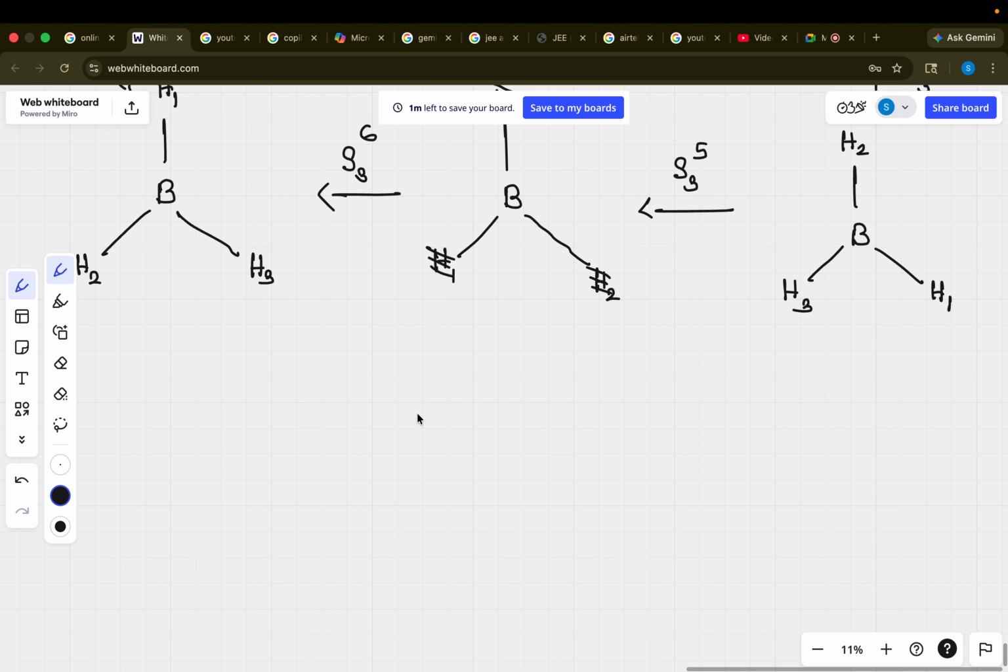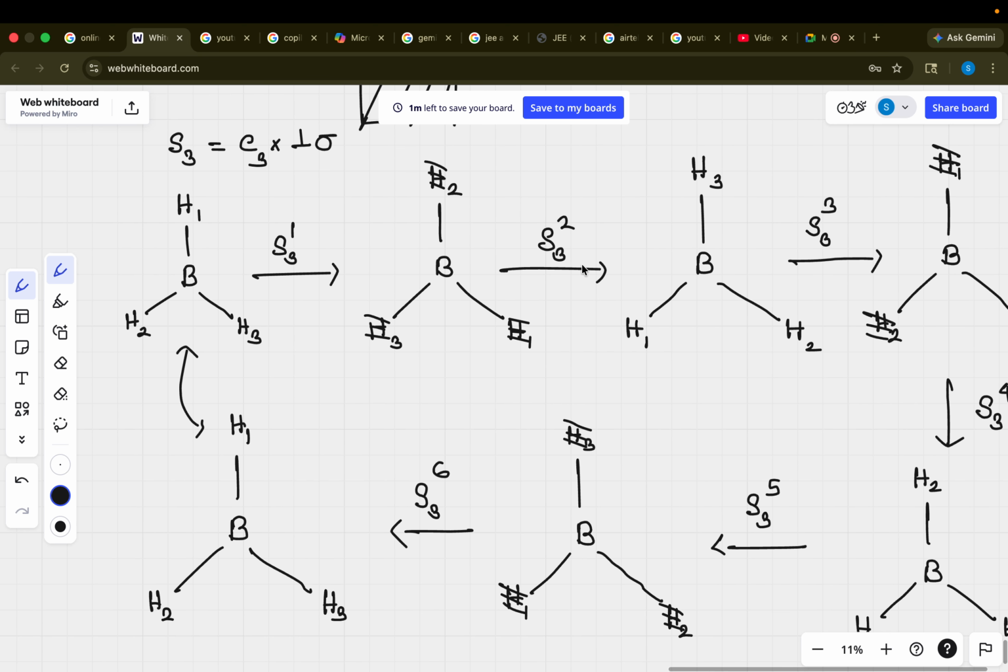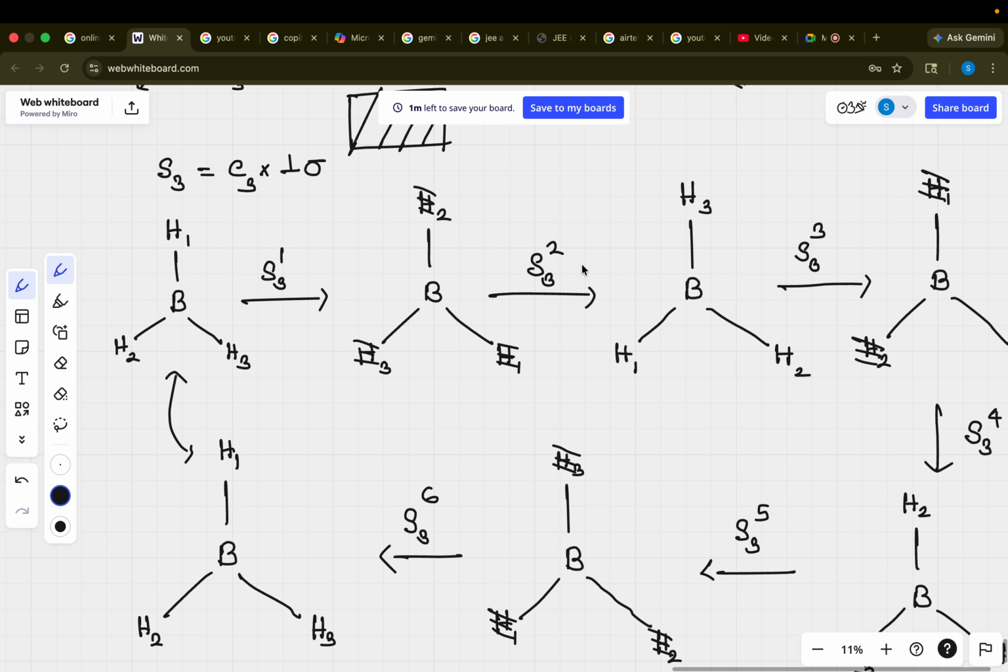So basically I can write down here that the number of operations is equal to 6. Number of operations is equal to 6. Fine, clear. So I am just doing this: you rotate by 120 degrees around your C3 axis, then you take the perpendicular plane, that is your S3 axis. So that is your S3.